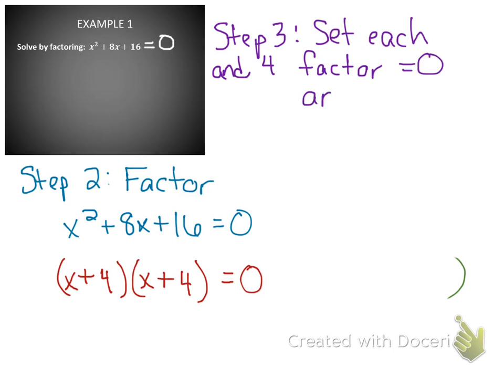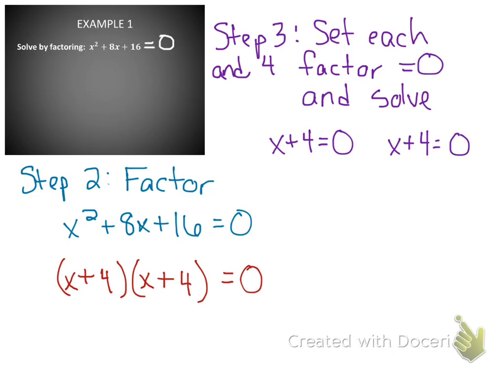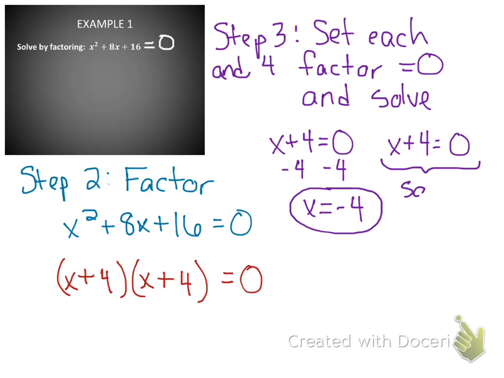Steps 3 and 4, we want to set each factor equal to 0 and then solve. So we'll set x plus 4 equal to 0 and our other factor, x plus 4 equal to 0. Then we'll solve each of those equations for x. We'll do that by subtracting 4 from both sides. That gives us our first solution. And since our second factor is the same, that would give us the same solution. So overall, this equation has only one answer, and that is x is equal to negative 4.